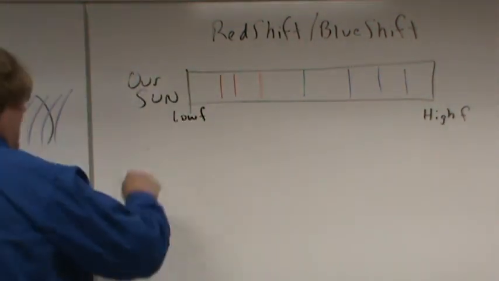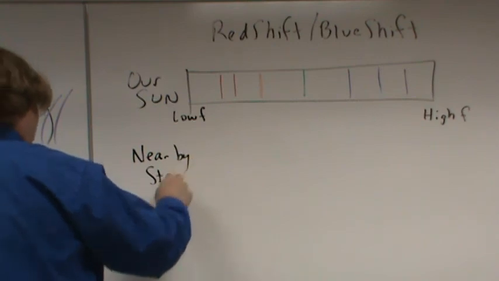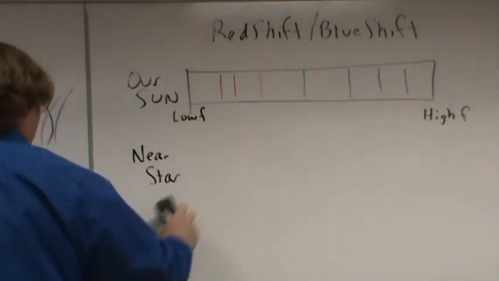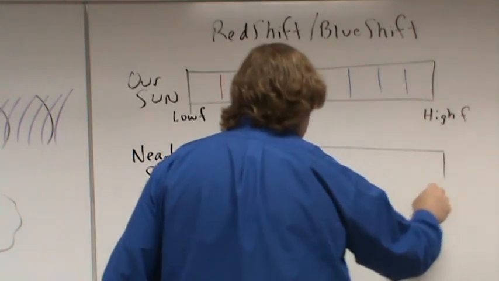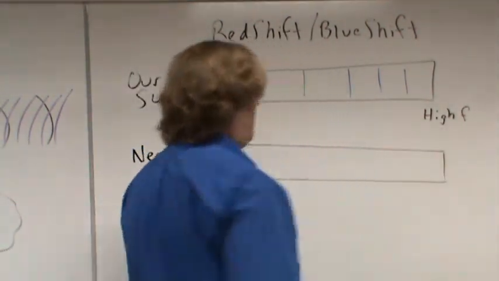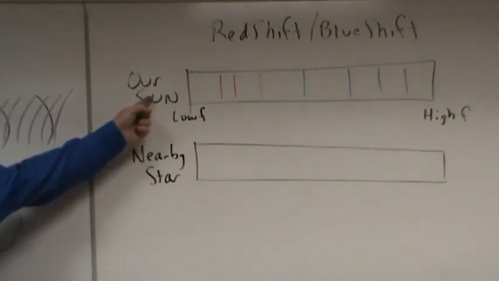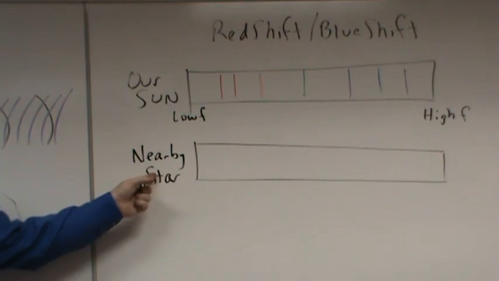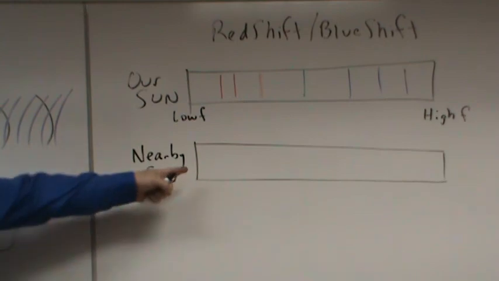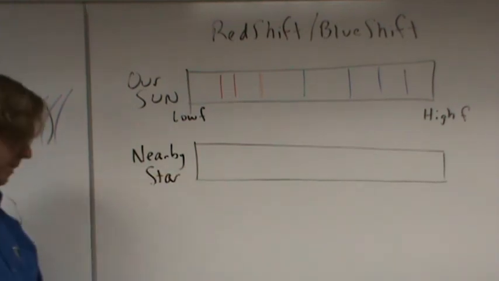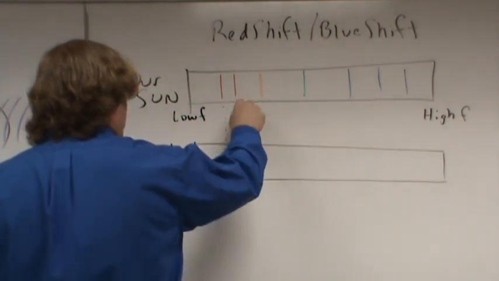So then we look at a nearby star, maybe a star that's only like 10 light years away or something, and we look at the spectrum of the nearby star. Of course, a nearby star is made of the same stuff as our sun, hydrogen, right? So we would expect the nearby star to have an identical emission spectrum. And it does, except for one thing.